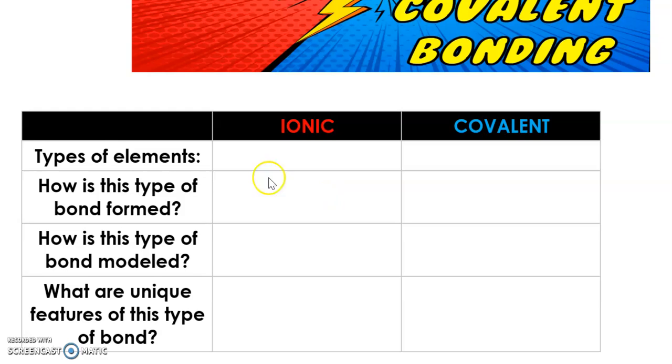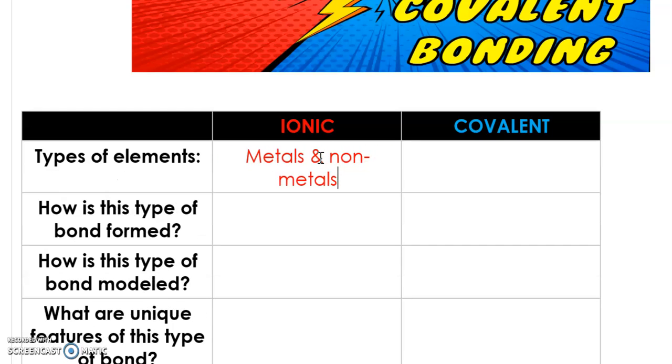One of the key differences is the type of elements that each type of bond has. So ionic bonds form between metals and nonmetals, whereas covalent bonds form as a bond between nonmetals and other nonmetals. So covalent bonds form between all nonmetals. Ionic bonds have a metal and a nonmetal.